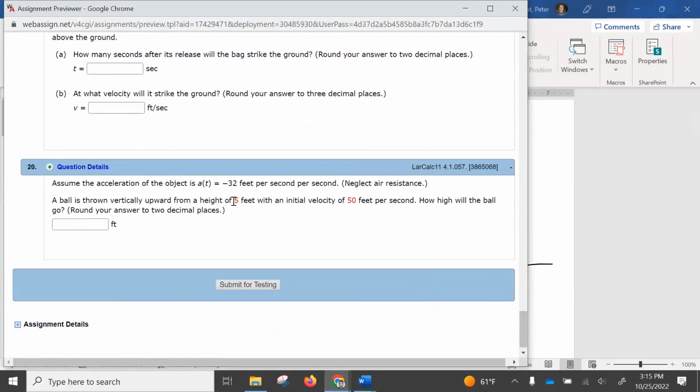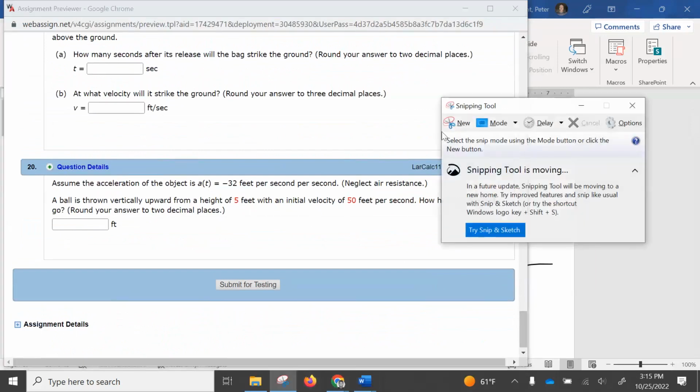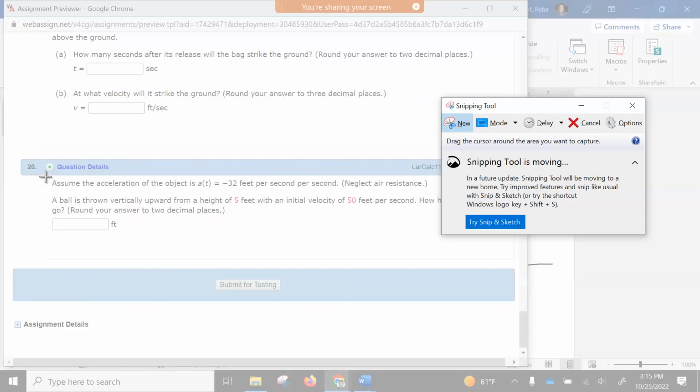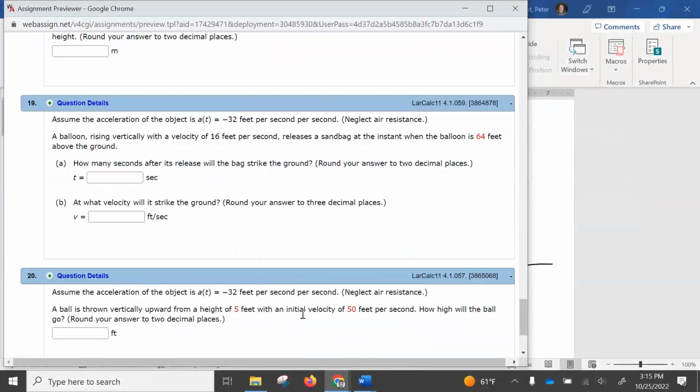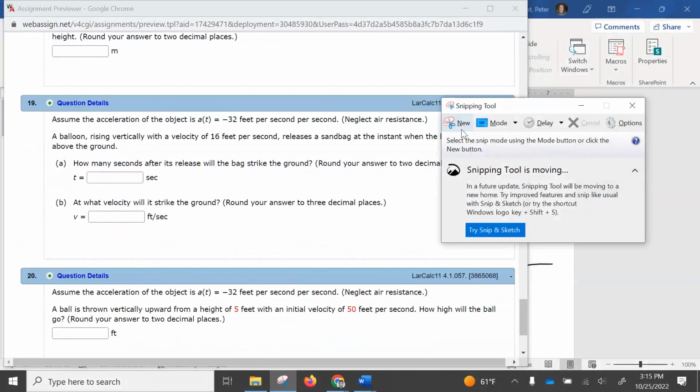This guy only, you had different values for the 5 and the 50. It's not 20, it's 19. Oh, 19. Okay, good. Yeah, let's do it.